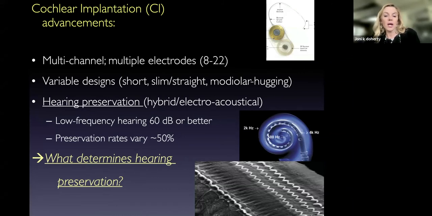Hearing preservation has been a newer goal with the hybrid or electrical acoustical implants. They are indicated or an option in patients with some low frequency hearing remaining that is at least 60 decibels or better. And the preservation rates vary highly. It's generally around 50%. And that's what I quote to my patients. But what we wanted to investigate further is what determines the hearing preservation.